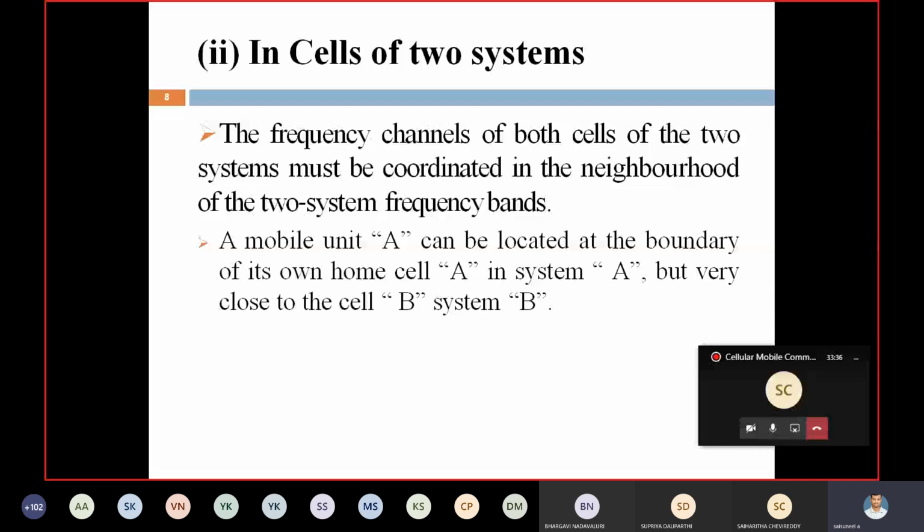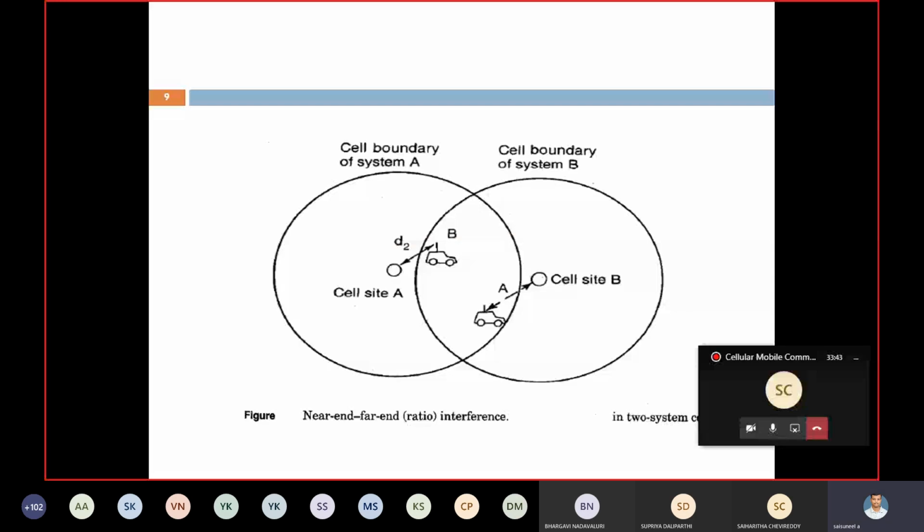Nothing but here, see this figure. From this figure, I am explaining. Assume that there are two cells. This is cell 1, or cell site A. This is cell site B. This is the coverage radius for the cell boundary of system A. This is the cell boundary of system B. This is the cell site antenna A, and this is the cell site antenna B. Right. See this one.